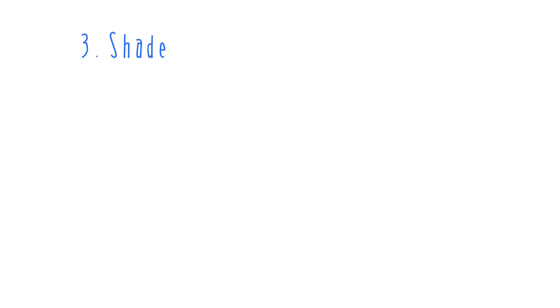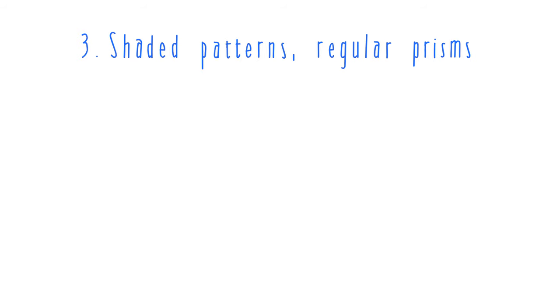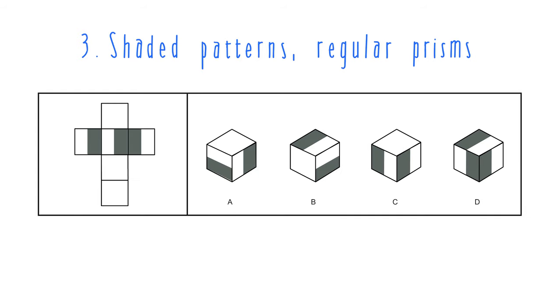This brings us to another kind of pattern folding problem, which instead of showing maps with blank faces, will show you maps with partially or fully shaded faces, or else some other pattern on the faces.